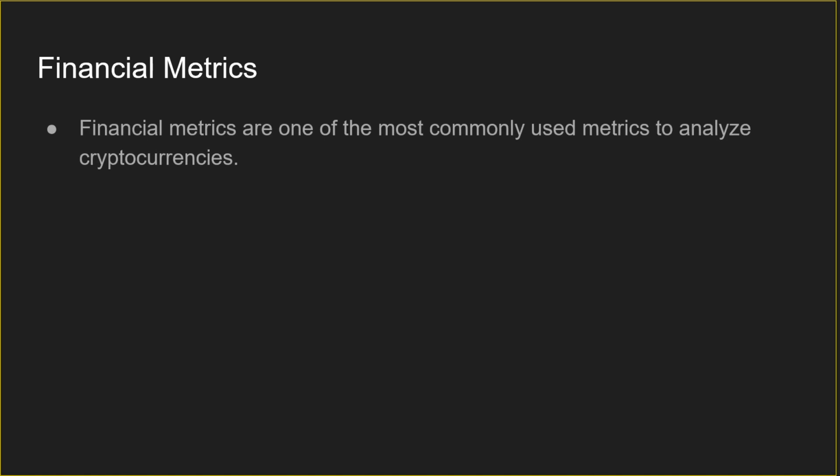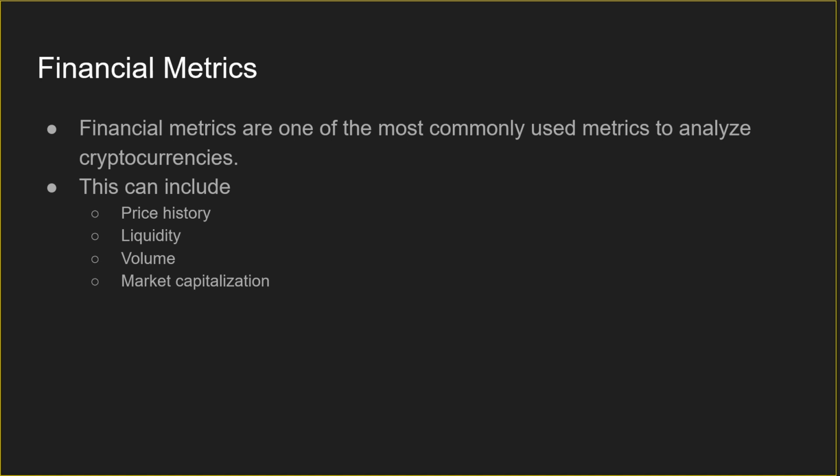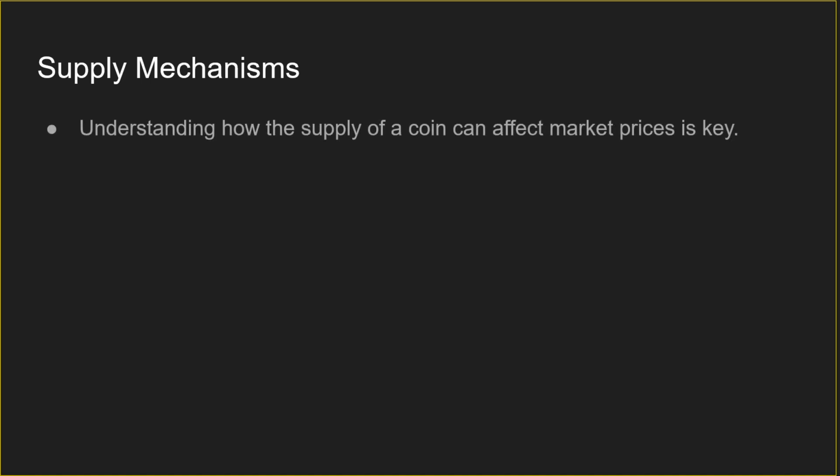So financial metrics are one of the most commonly used metrics to analyze cryptocurrencies. This can include price history, the liquidity of the asset, volume metrics, market capitalization, and supply. Let's dive into supply mechanisms. So understanding how the supply of a coin can affect market prices is key.